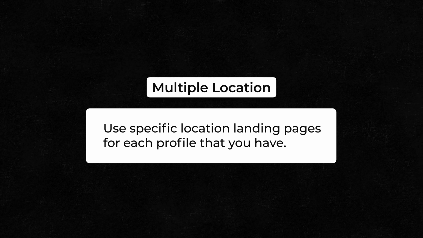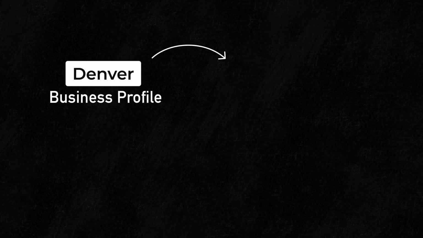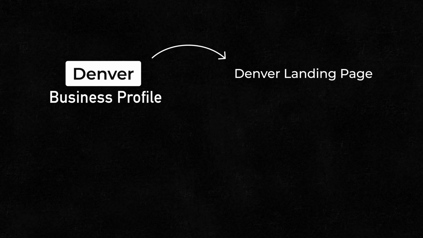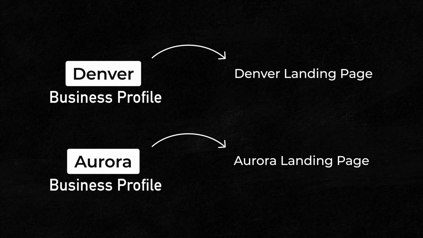First off, you're going to want to first acknowledge whether you are a single location business or if you have many locations. If you have many locations, then you're going to want to use specific location landing pages for each profile that you have. So for example, if you are based in Denver, but you have a location in Aurora, you'll have a Google Business profile for Denver, and that'll go to a Denver specific landing page. If you have a Google Business profile in Aurora, you're going to want that to link to an Aurora specific landing page on your website. So you want the landing page to be localized to wherever you are located.